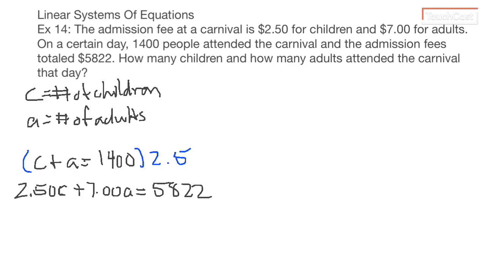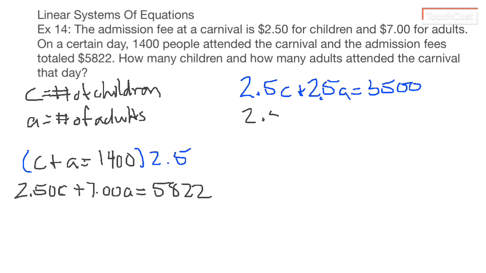So we're going to have 2.5C plus 2.5A equals 3,500. And then we can just rewrite that second equation. 2.5C plus 7A equals 5,822.